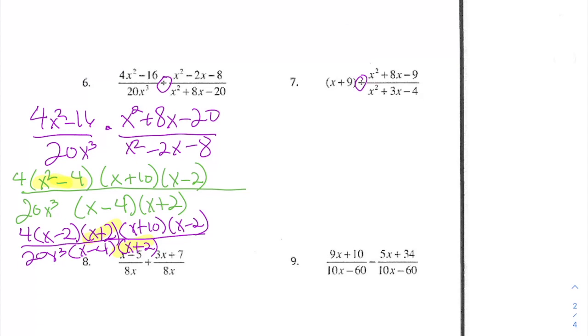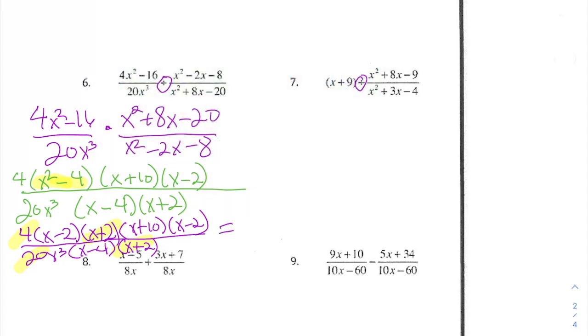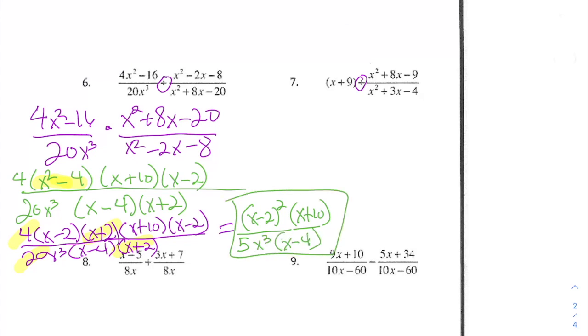So I know that sometimes we expect more things. I have a 4 that goes into 20 five times, okay? But if this is all you can do, then this is all you can do. Okay? Don't think that the answer has to be completely simplified. So I'm going to rewrite it a little simpler as x minus 2 squared times x plus 10 all over 5x cubed times x minus 4. And that is the 100% perfect answer. You really can't go any further than that, okay?